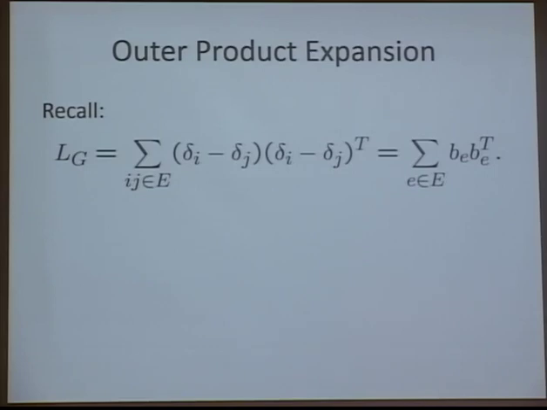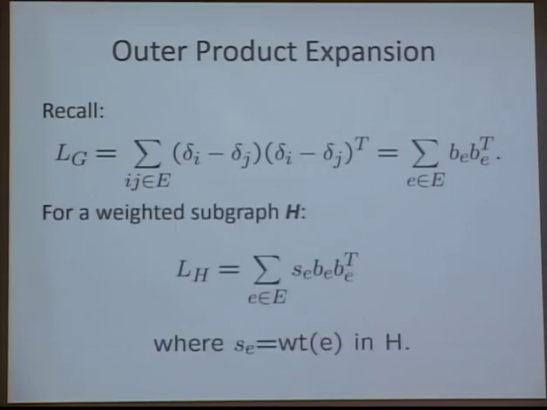Okay. So now I want to find a sparse graph H that approximates G. I'm going to restrict my attention to weighted subgraphs of G. Okay? A weighted subgraph of G is a graph which doesn't have any edges that are not in G, but the weights of the edges that it does have can be anything, can be different. Okay?